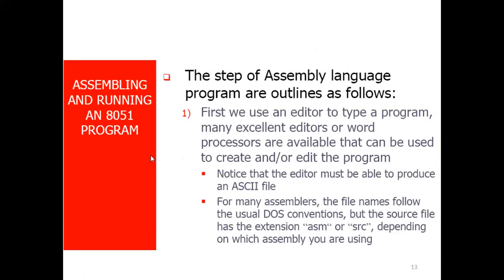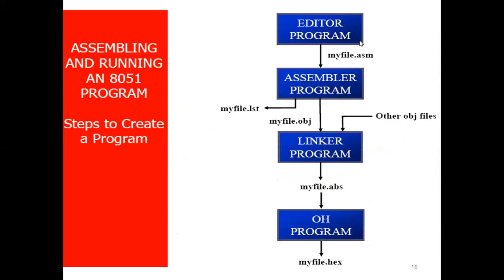Next, how we can write and run our 8051 program using these 4 steps. One is the editor program, where the program is written, and this generates the assembly file. Then the assembler program gives 2 files, the list file and the object file. The list file contains all the addresses and opcodes, and then the object file. These files are given to the linker program. The linker program then generates the absolute file, and then the object-to-hex converter, the OH program, converts it to a hex file. So these were the four steps to create a program.